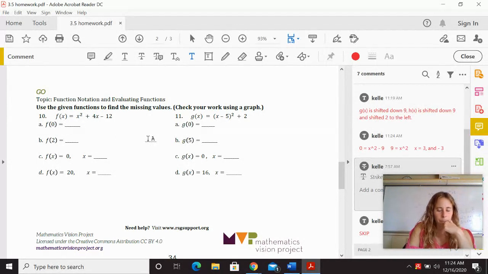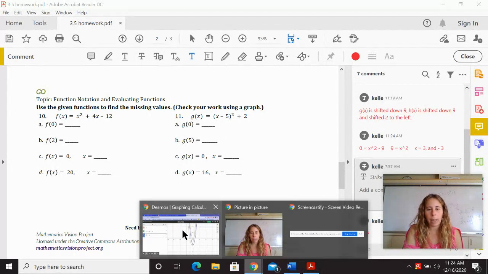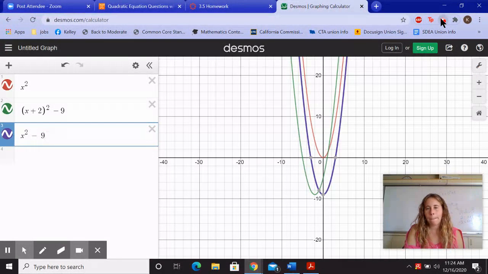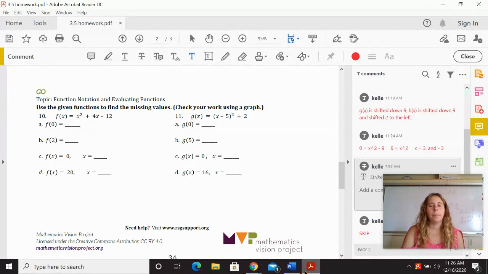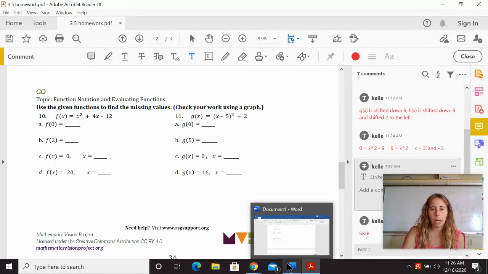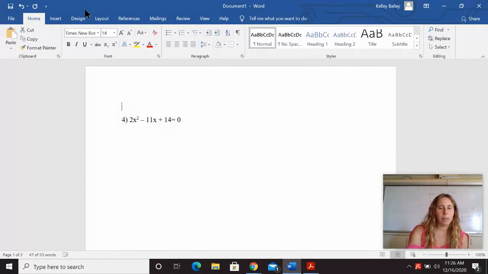Okay, so let me pause for a second and figure out which one of these was kind of a pain. I would like to do these on the whiteboard, but it's not going to work because it's recording my desktop. So what I'm going to do is number 11, but I'm going to do it on a document so that it's easier to type on.